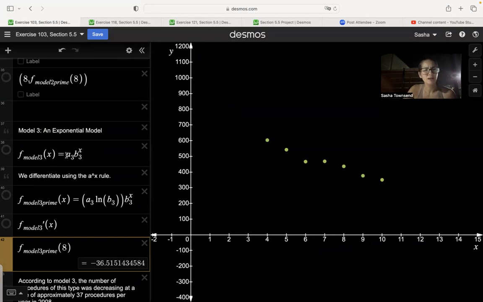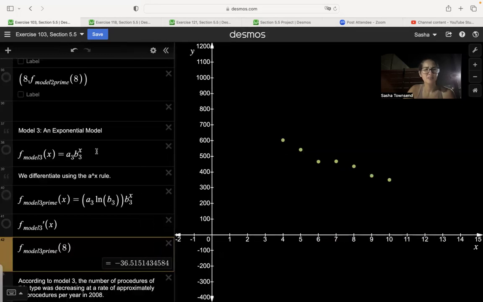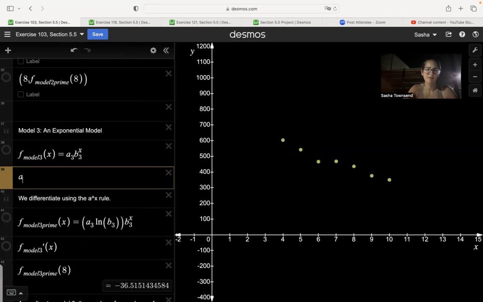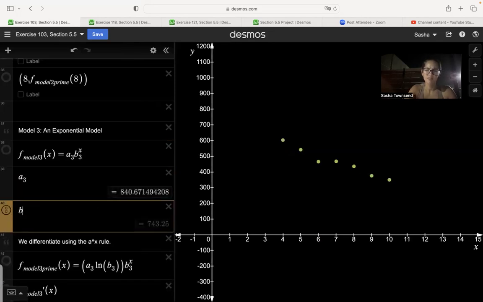So for our exponential model, we've got a constant times a constant to the x. Those constants are denoted by a sub 3 and b sub 3. If we want to know what they are, we can just type a sub 3 and b sub 3.